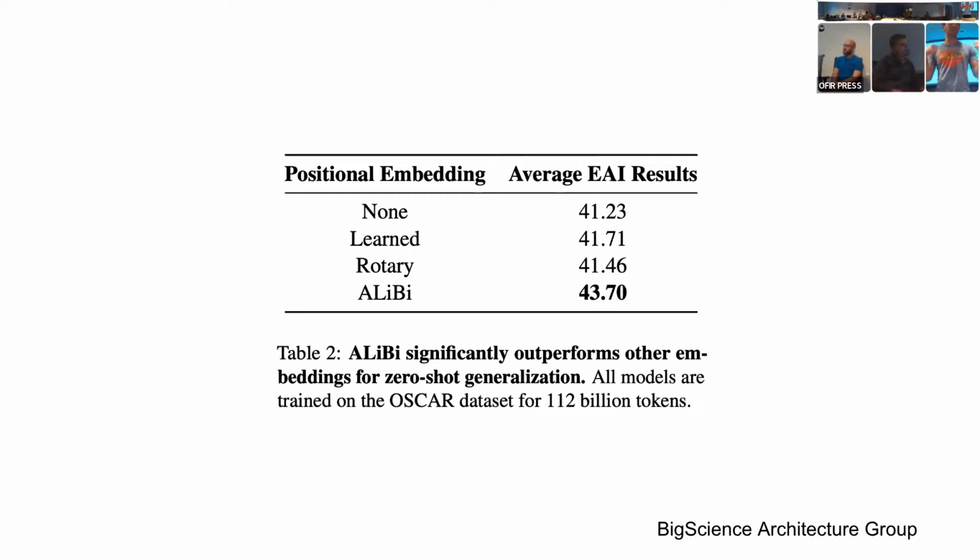They not only use perplexity to evaluate these models, but they also have a suite of downstream tasks, which are a lot of the same tasks that GPT-3 was tested on. They tried a few different position embedding methods. EAI is their suite of downstream tasks, and higher is better. I think it's out of 100. ALiBi does much better than everything else. So you don't even have to trust me, it works. And now we're going to very briefly talk about the results from my paper.